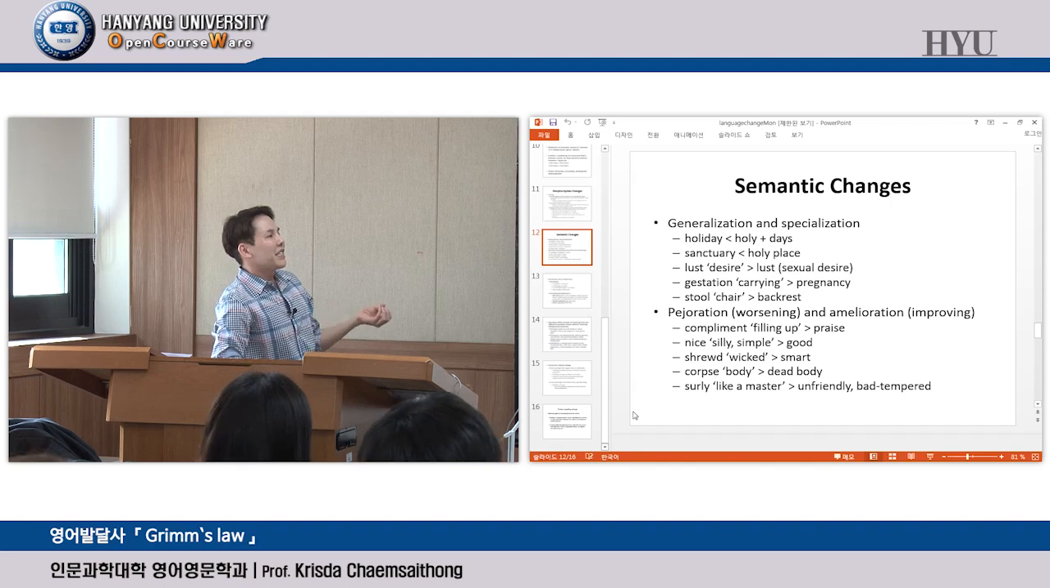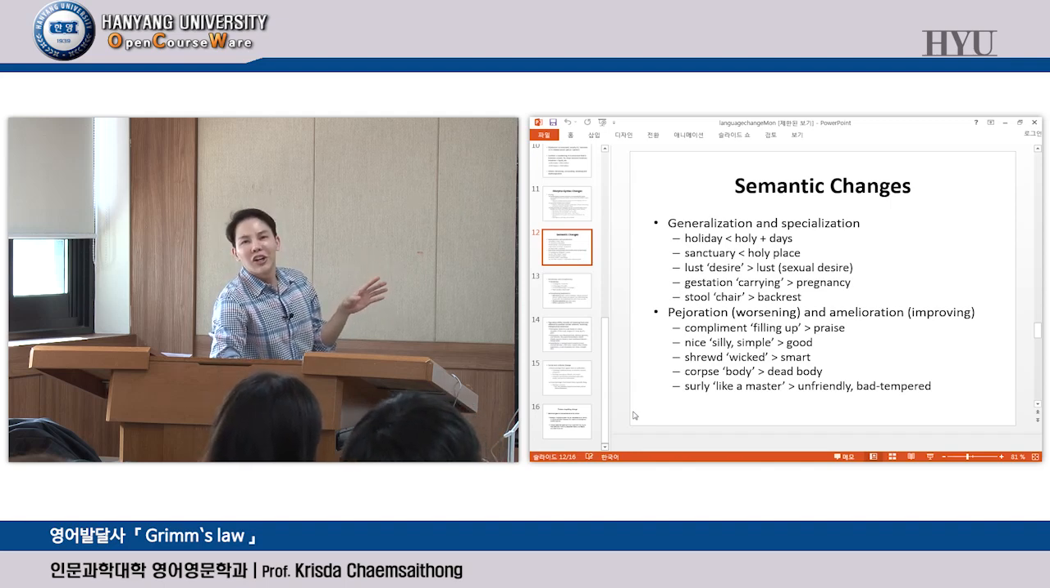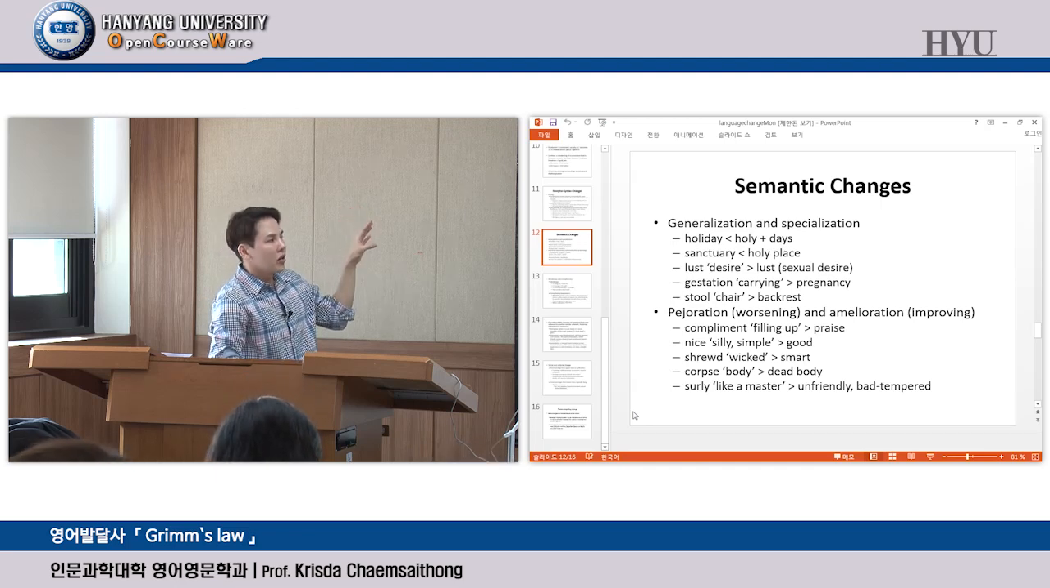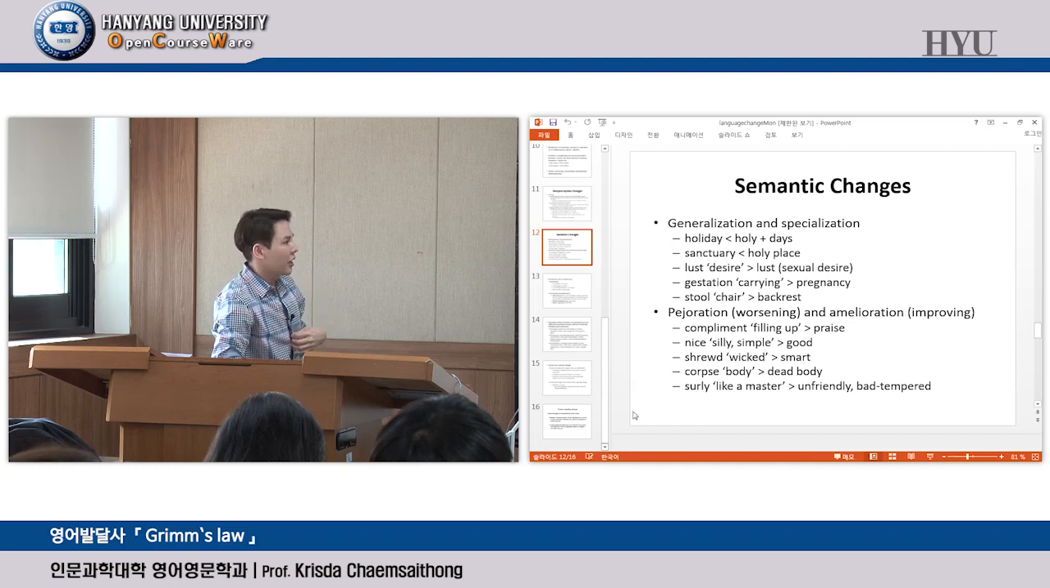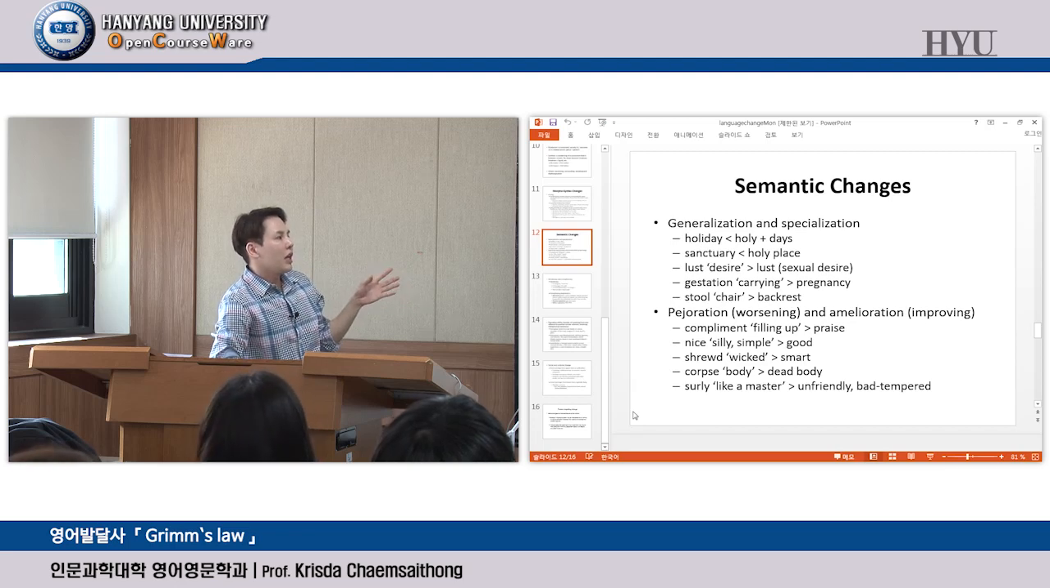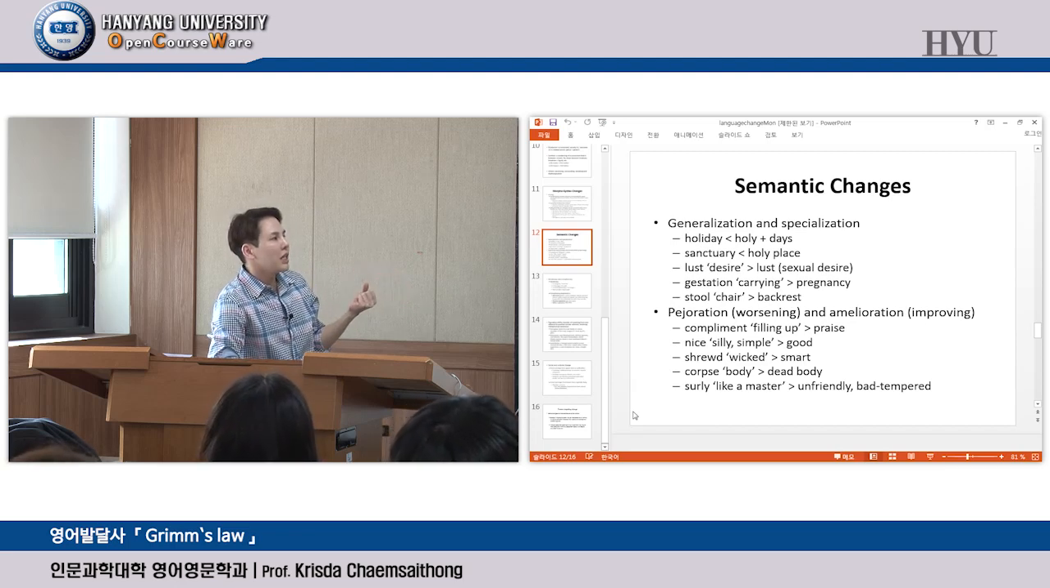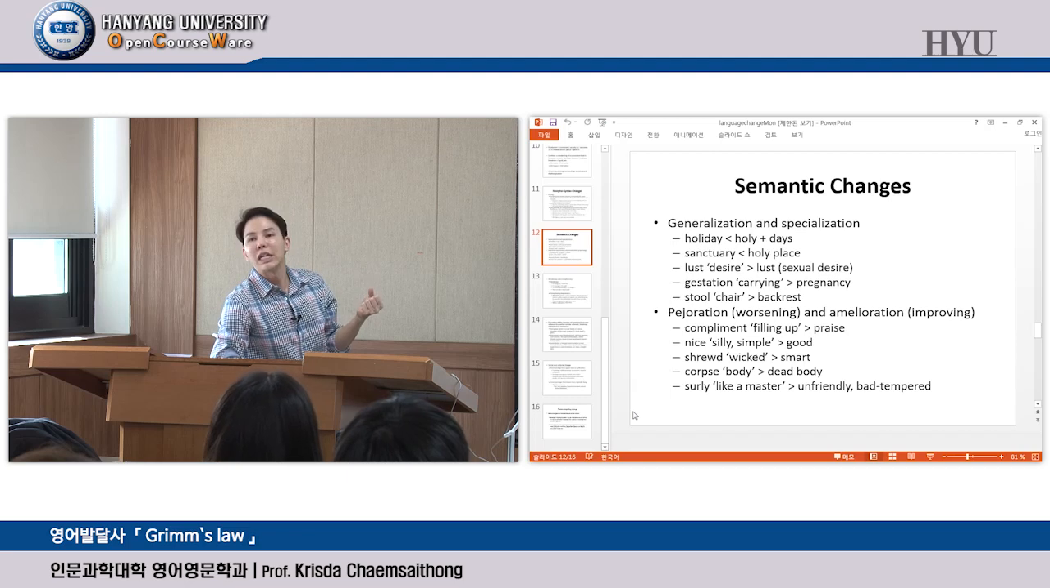The last is desire, which was general desire, but nowadays only sexual desire. This is the opposite, right? This is specialization, because it goes from more general, which is desire, to sexual desire. Gestation, more general, to carry something. But nowadays, we use it in the sense of pregnancy only.